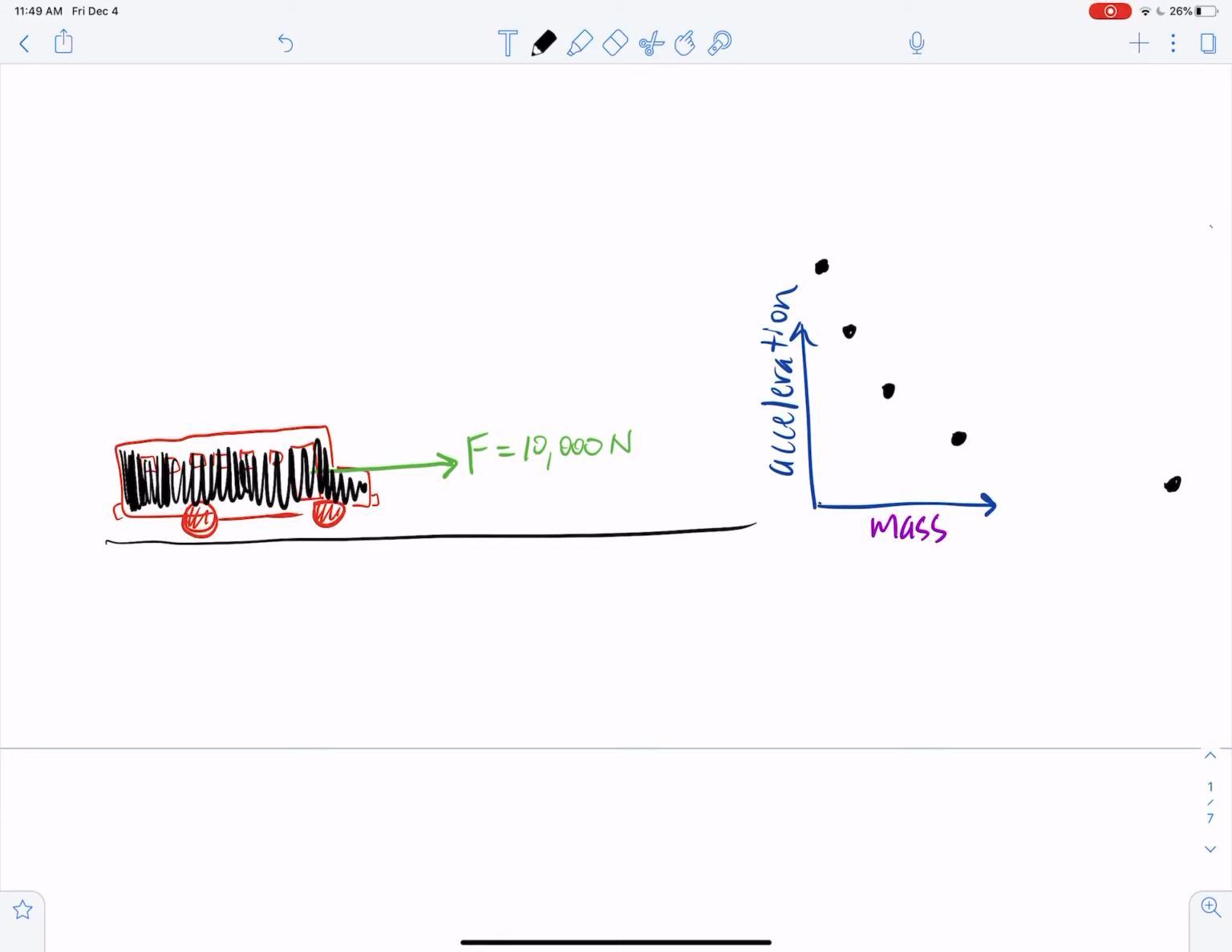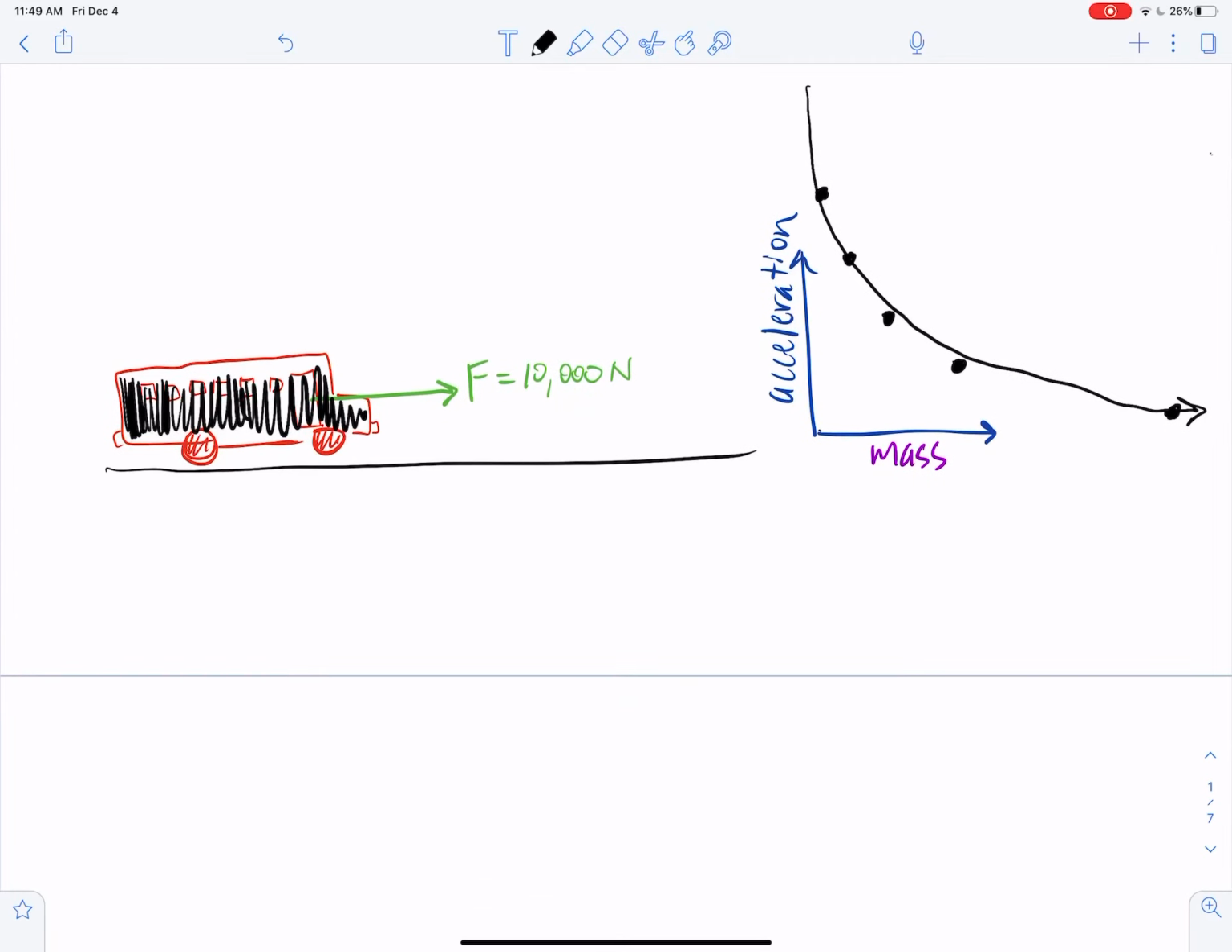And so we see if we connect a trend line that it's not a linear relationship, it's actually a curve like this, okay? This is called an inverse relationship, an inversely proportional relationship. So we say that the acceleration is proportional to 1 over the mass, which means that if I have 10 times as much mass, I would now have 1/10 the acceleration. And if I have 1,000,000 times as much mass, going to the mass of the Earth, I would have 1,000,000 times smaller acceleration. This is how an inverse relationship works.